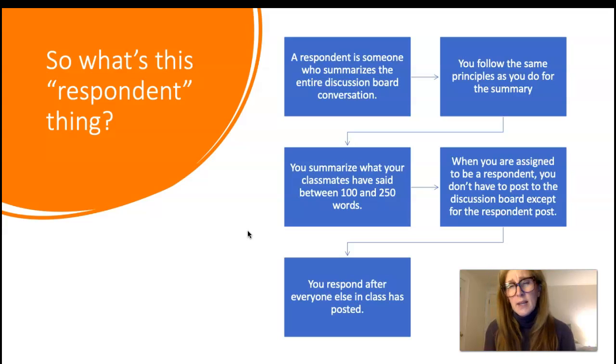Your summary doesn't have to be super long. It can be between 100 and 250 words. And remember, when you are assigned to be respondent, you don't have to post to the discussion board except for the respondent post. And the only thing is, you will respond after everyone else in class has posted, which means you might not make that midnight deadline because people will post at all different times.